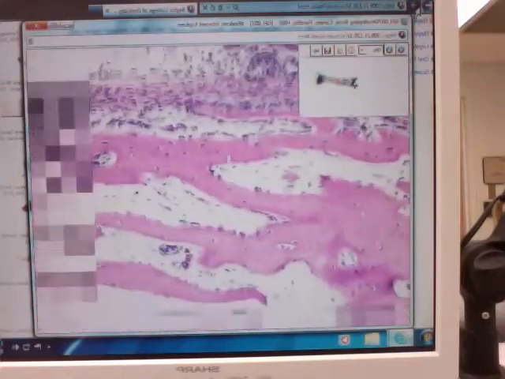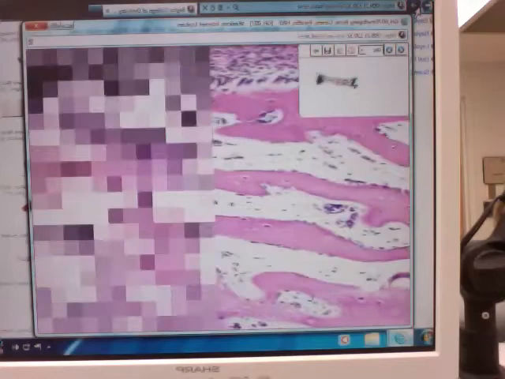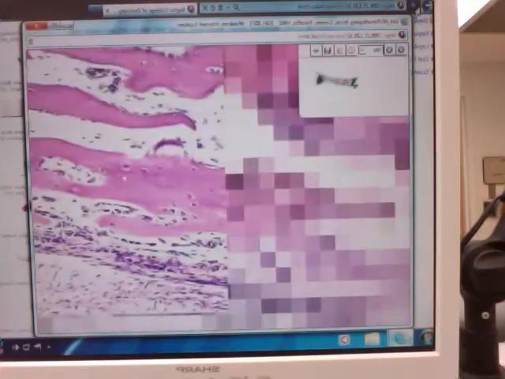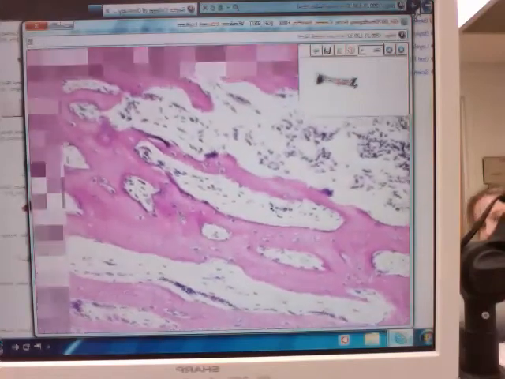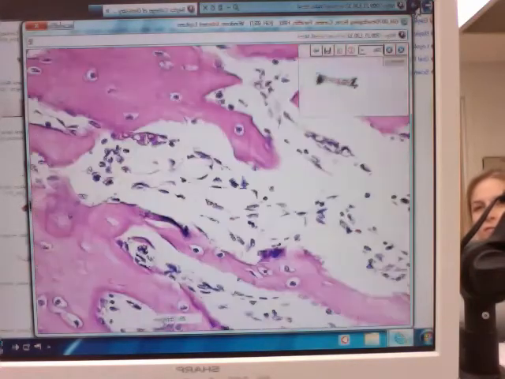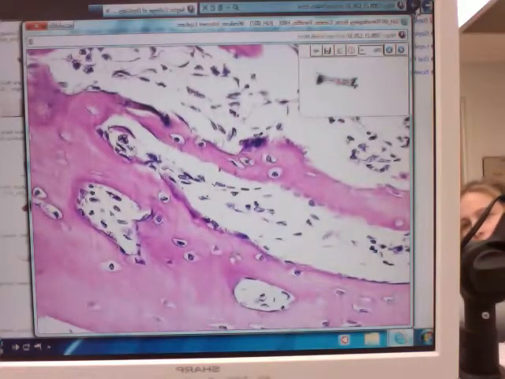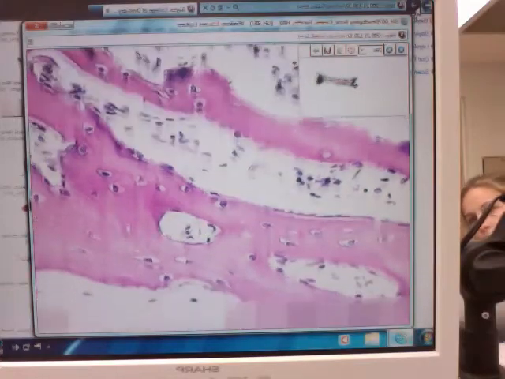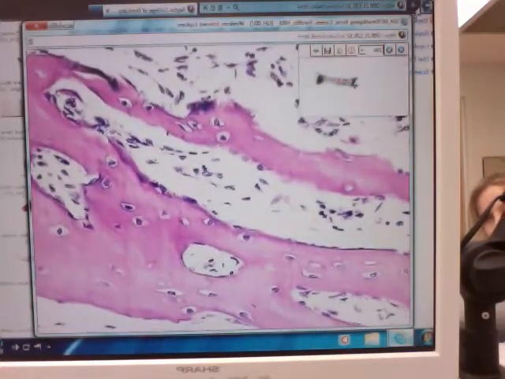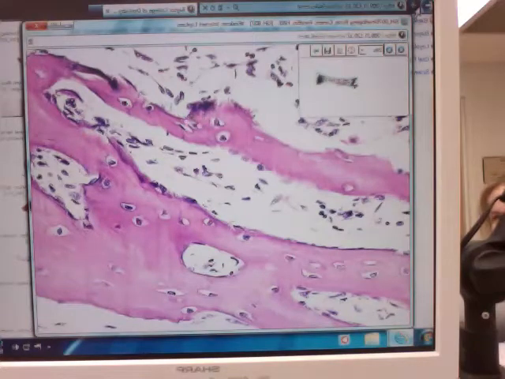So if we found something like this, and I asked you to identify this cell right here, we know it's an osteoclast because it's a multinucleated cell, with multiple nuclei inside of it. And the space right here is Howship's lacuna. If I said identify the cell, osteocyte, and identify the space there, lacuna.